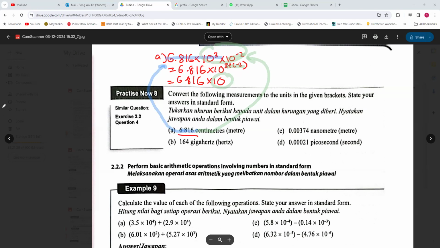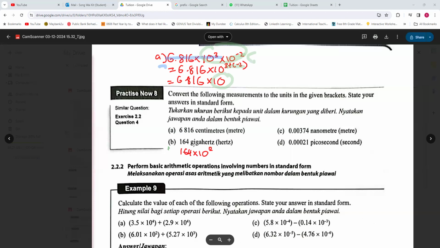Now we're going to proceed to B. So B says 164 gigahertz. Now let's start first. 164. Kenneth, what is 164 in standard form? What's 164 in standard form? 1.64 times 10 power 2. Okay. And then we have to see the word.